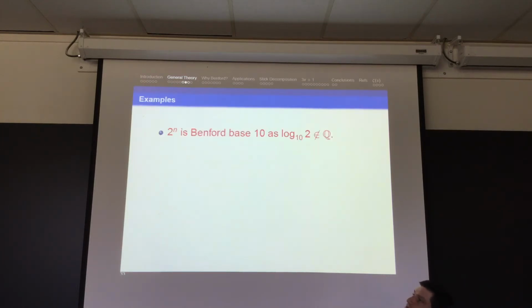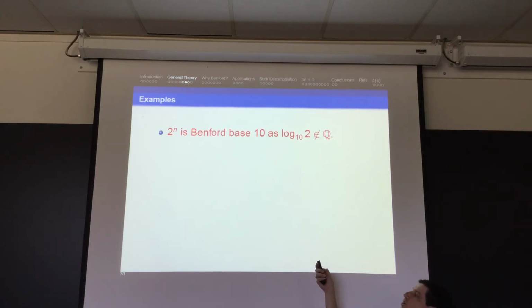Okay. So continuing, let's show 2 to the n is Benford base 10. Can you give me a base where 2 to the n will not be Benford? 2. What else? 1. What else? It's not Benford base 2. It's not Benford base 1. Not Benford base 4. The log of 4 base 2 is going to be rational. So if your base is a power of 2, it's not going to be Benford. Other than that, it'll be Benford.